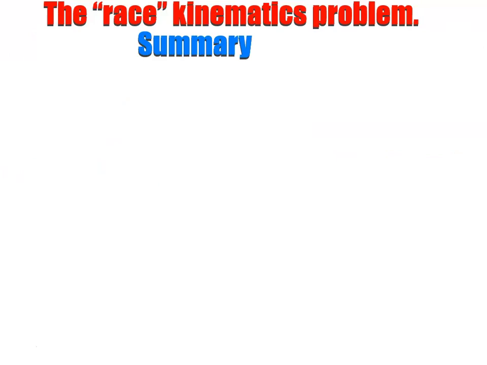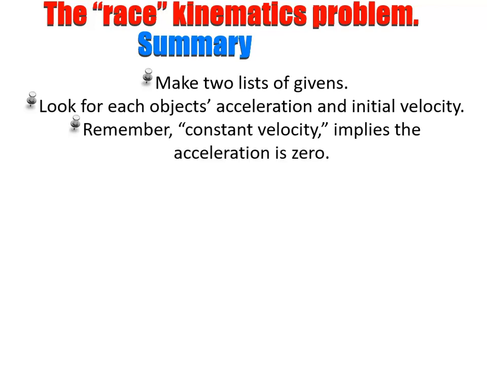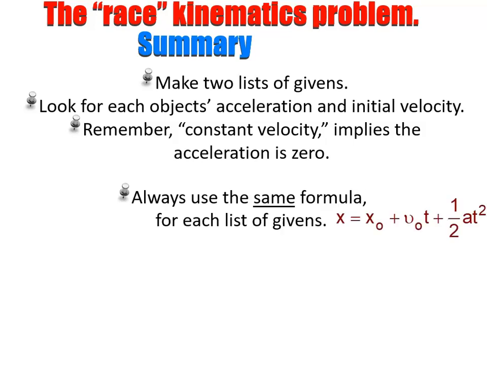So just a summary of this type of problem for the racing situation. You make two lists of givens, and given the problem, you're going to need to look for each object's acceleration and initial velocity. Sometimes that will be obvious, sometimes you'll have to read into the problem a little bit to figure it out. Keep in mind that constant velocity means 0 acceleration. That will sometimes occur for at least one of the objects.